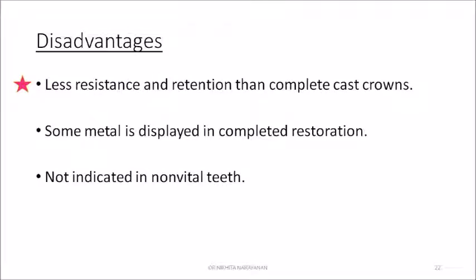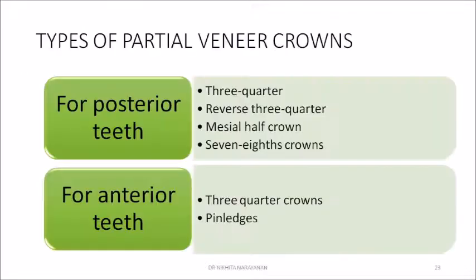Disadvantages of a partial veneer crown compared to a full veneer crown are decreased resistance and retention. There can be some metal which is displayed in completed restoration. It is not indicated in cases of non-vital teeth. Let's see what are the partial veneer crowns available.